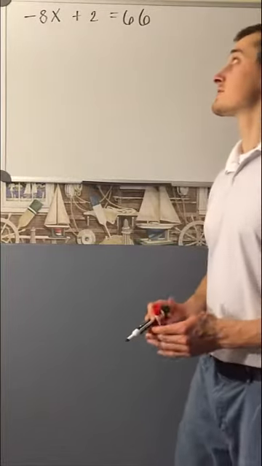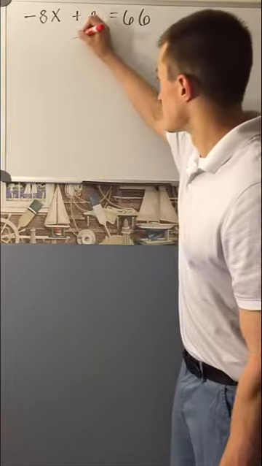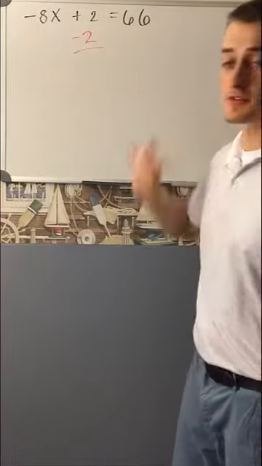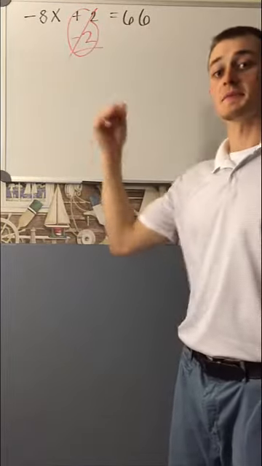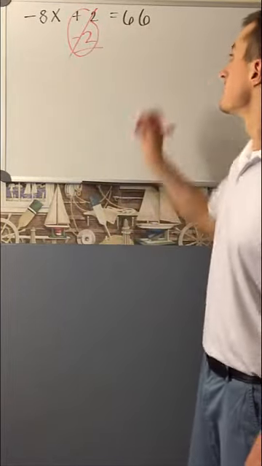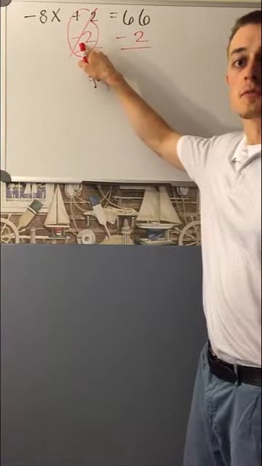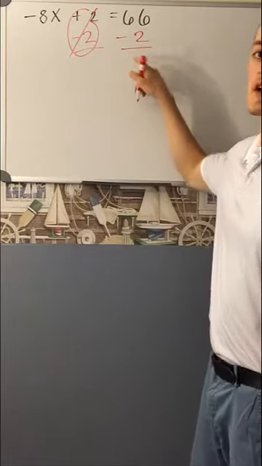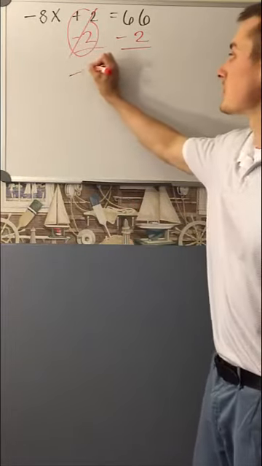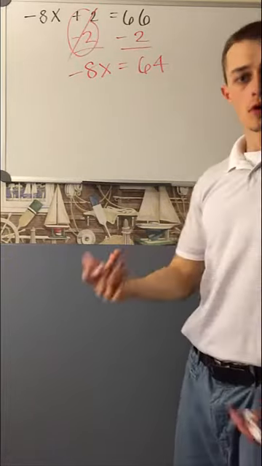Okay, so the first step that we need to do is, of course, subtract 2 from this side of our equation, just like before. So positive 2 minus 2 is going to give us 0, because the positive 2 and the negative 2 cancel. And it's an equation, so since we subtracted 2 from the left side of our equation, we need to subtract 2 from the right side of our equation now. And we'll end up with negative 8x equals 64.